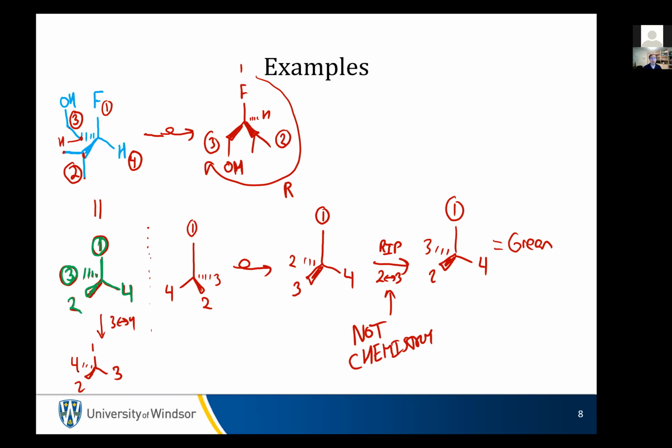we have swapped 3 and 4. Now 4 is going directly back and away from me. And now I look and I go, oh, okay. That looks like it's S. It's counterclockwise, which means that must have been R because I swapped 2 groups.